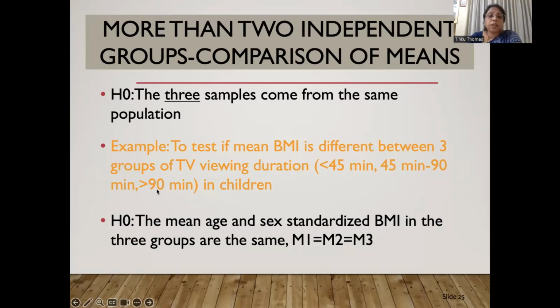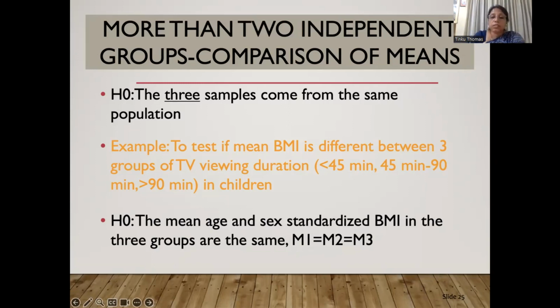We have chosen to split the TV viewing into 3 categories. So what are we comparing? We're comparing the mean BMI of children in these 3 groups, that is less than 45 minutes, 45 to 90 minutes, and more than 90 minutes. They are independent groups. A child can be in only one of these categories. We're comparing the means between the 3 independent groups.